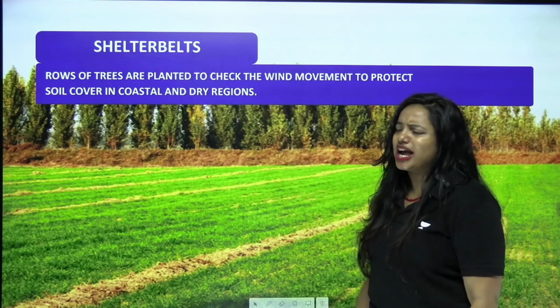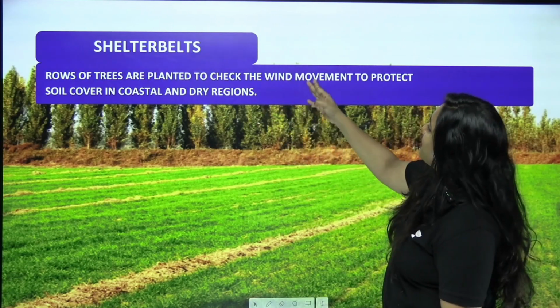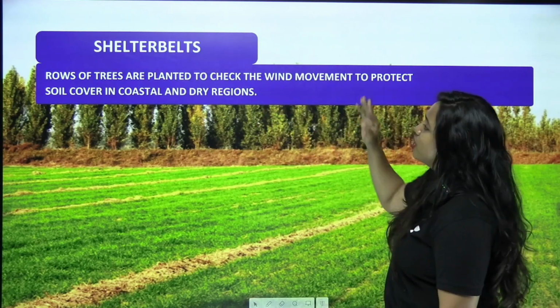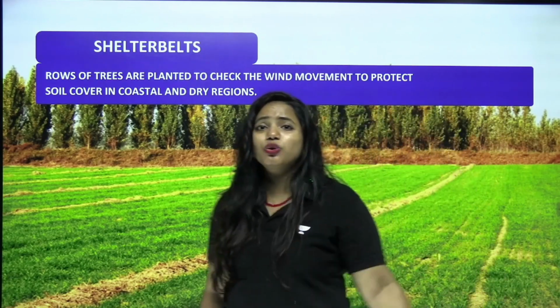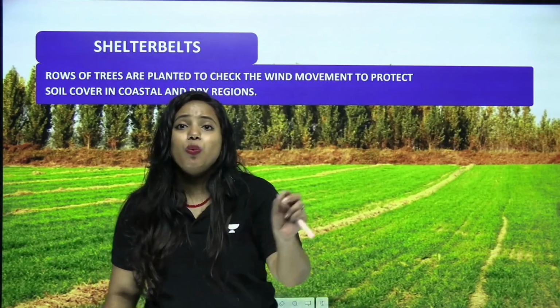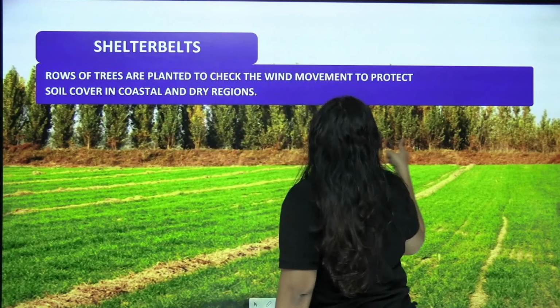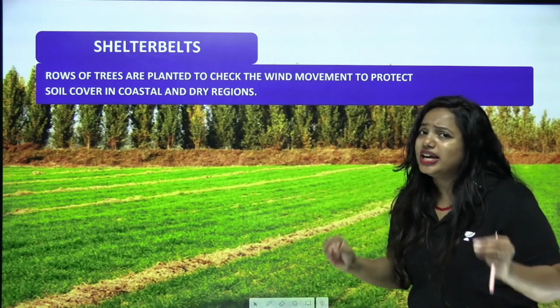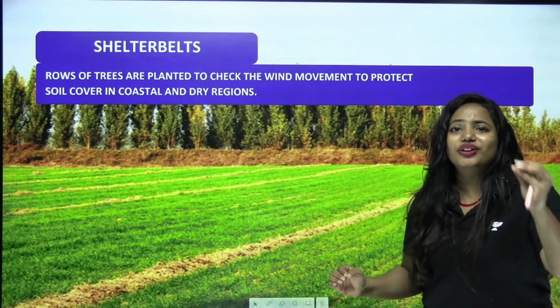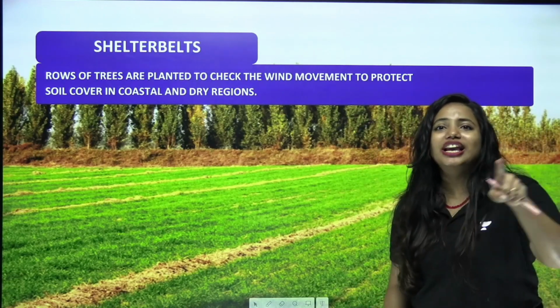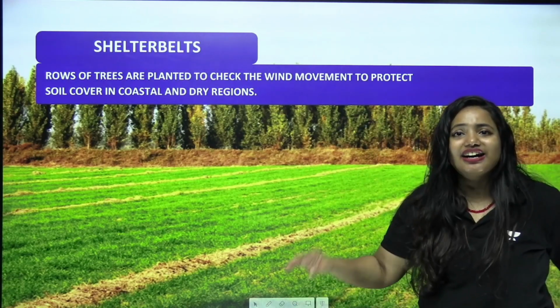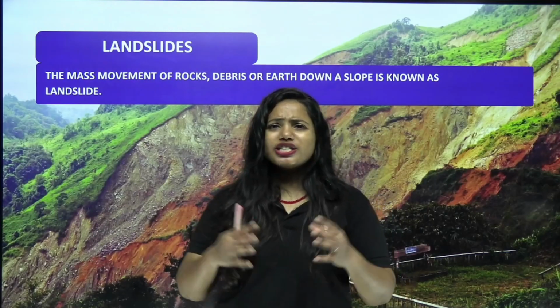And what about shelter belts? Rows of trees are planted to check the wind movement to protect soil cover in coastal and dry regions. So these are predominantly used in coastal and dry regions where rows of trees are planted like these. So these trees can be used to reduce the wind movement so that the soil cover or the soil layer can be protected.